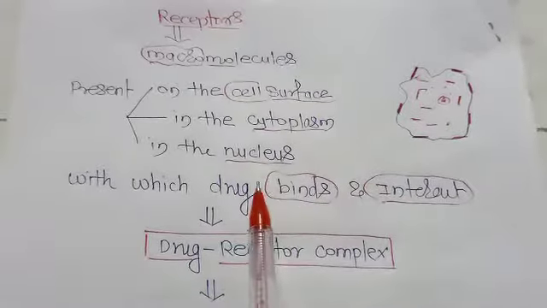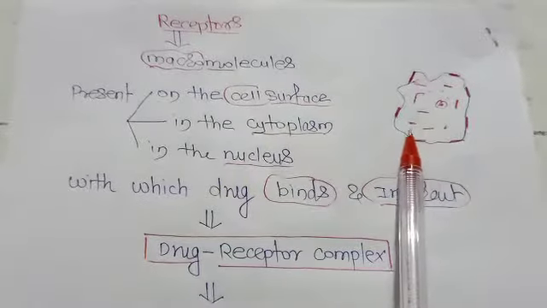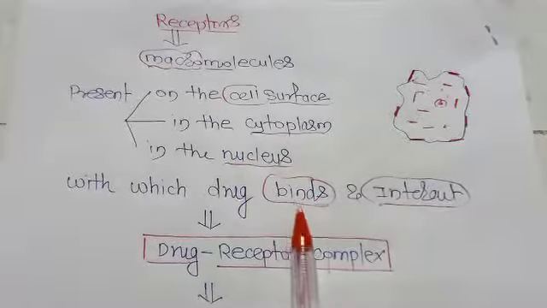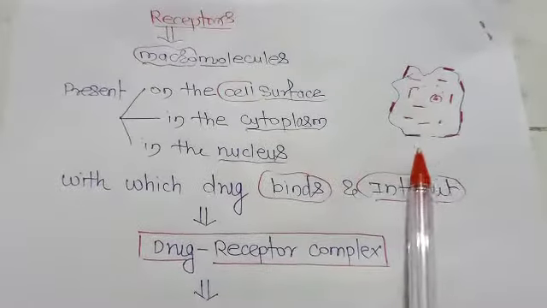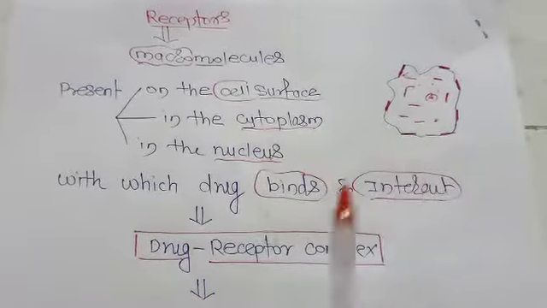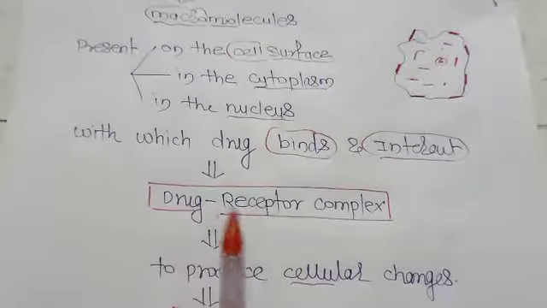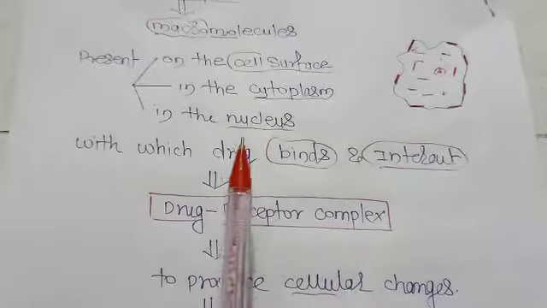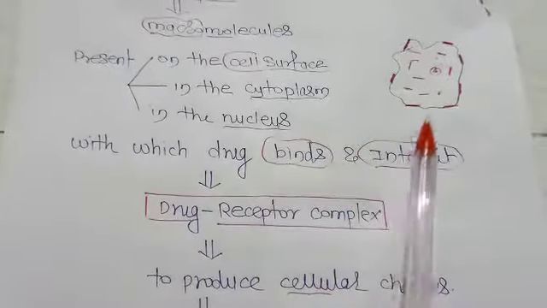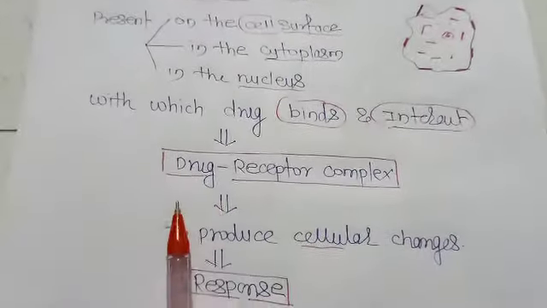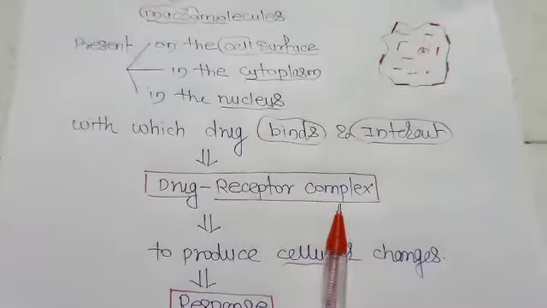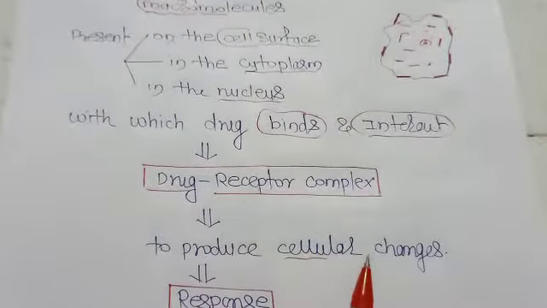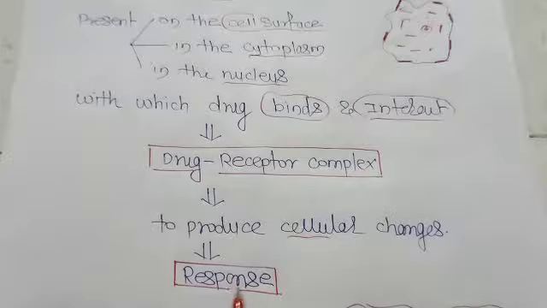So on these receptors, this drug is going to bind, and this drug is going to interact with the receptors, and there is a formation of drug receptor complex. What is drug receptor complex? When a drug binds and interacts with the receptors, there is a formation of drug receptor complex to produce the cellular changes in the form of response.